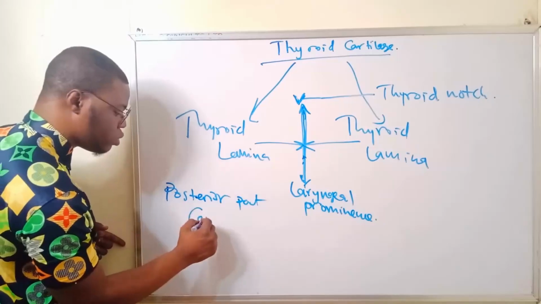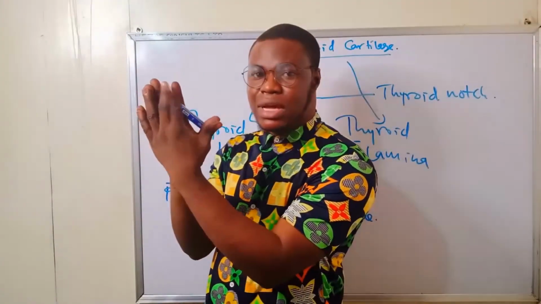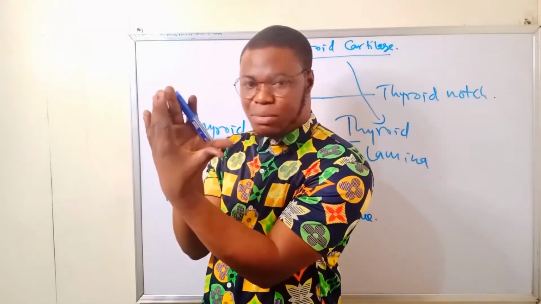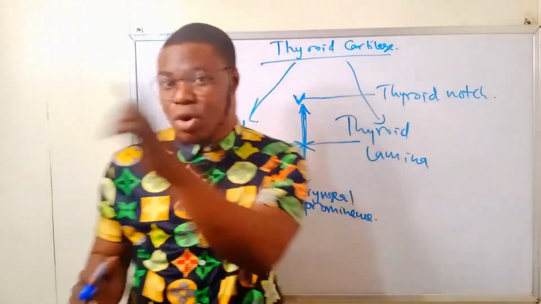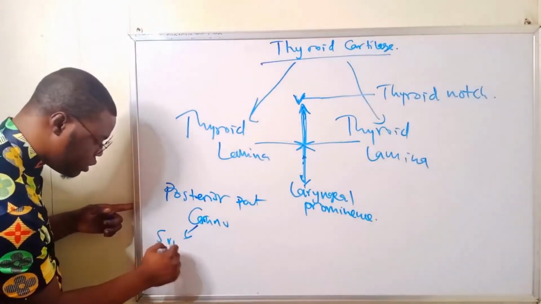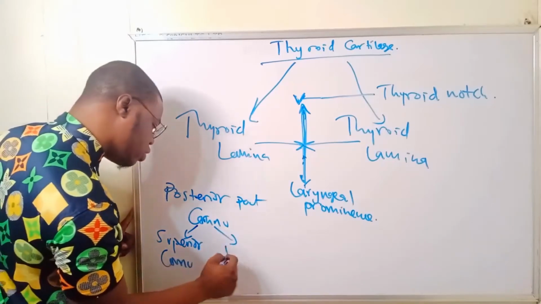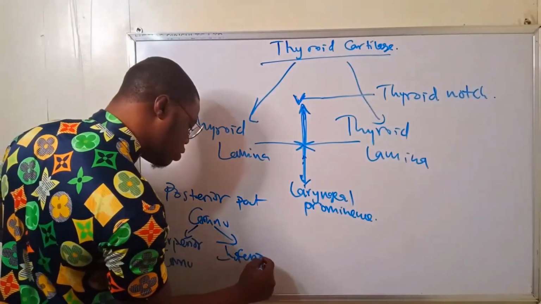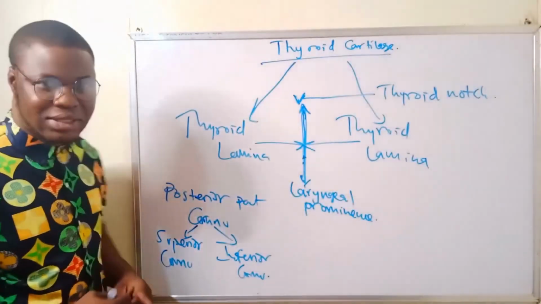The cornu. And now if you take a careful look at it, you realize that some cornu are on top, are above, while some cornu are below. So from your knowledge of anatomical terms, the cornu on top are going to be called what? The superior cornu. Superior cornu. And then the ones below we call the what? The inferior cornu. And then we are done with the description of the thyroid cartilage.